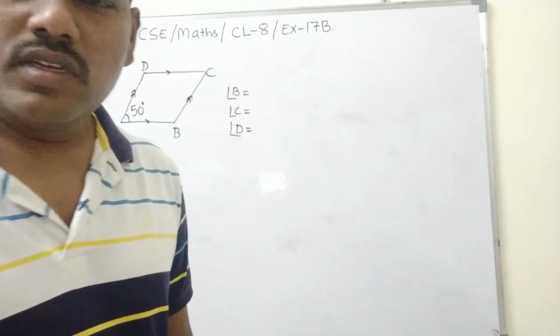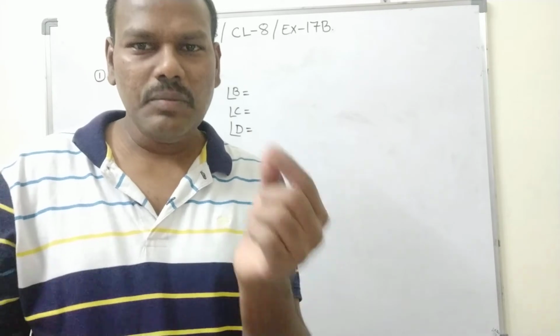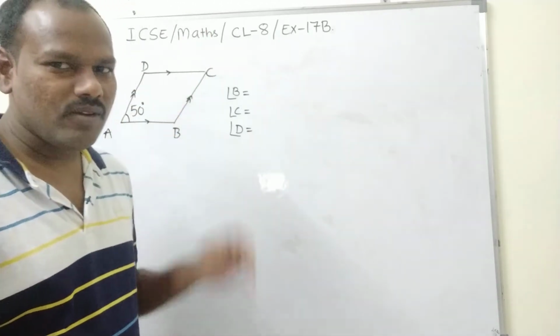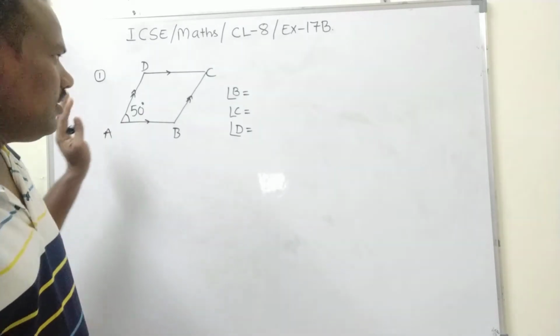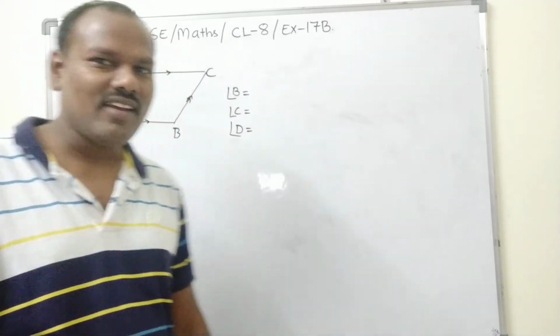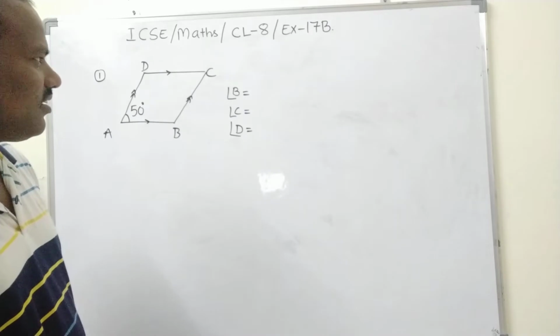Watch here. Right. This is a simple, elementary and easy question. The basic property of a parallelogram. ABCD is a given parallelogram. He is asking to find out all the remaining angles. Okay. So angle A is given 50 degrees. Now we need to find out all the other angles.